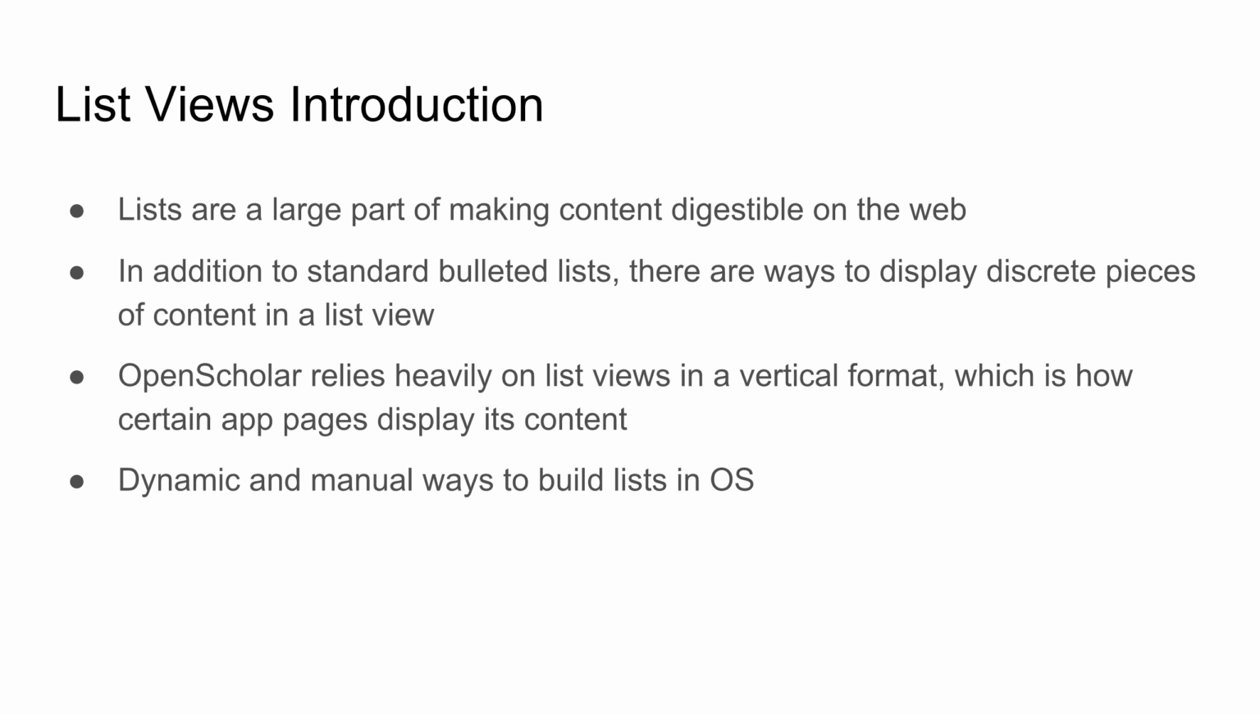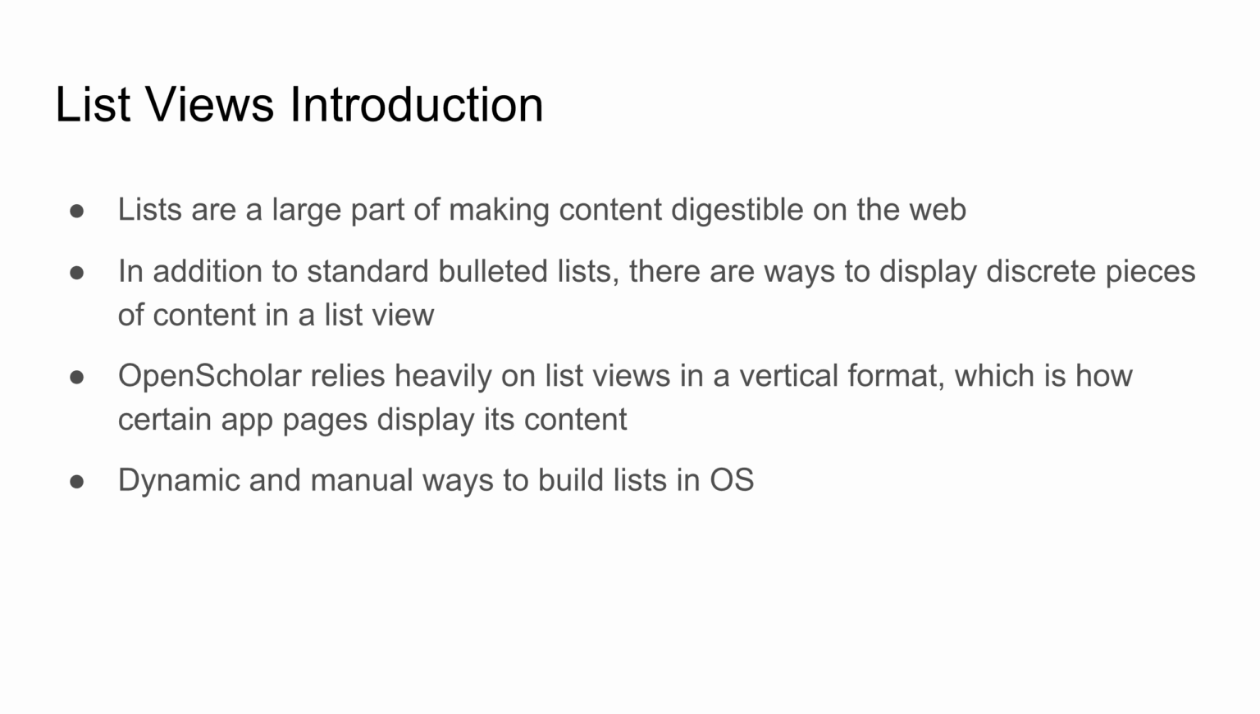So lists are a large part of making content digestible on the web. They're really helpful in breaking up larger walls of text. If you have a long article with lots of paragraphs, they really cater to the way people read things on the web nowadays. If you think of the F pattern, it's really easy to scan if it's in a list form where appropriate versus a long article, long scrolling page with lots of paragraphs.